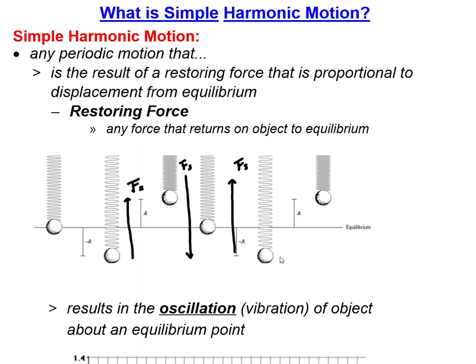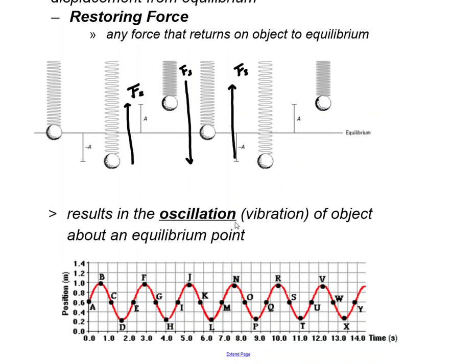So it'll go past it again and again. And what that results in is what we call an oscillation or a vibration. So if I graphed this position over time, where its position here would be 0, here would be negative, positive, 0, negative, positive, on and on, I would get a graph that looks like this. Right? You've seen this before.